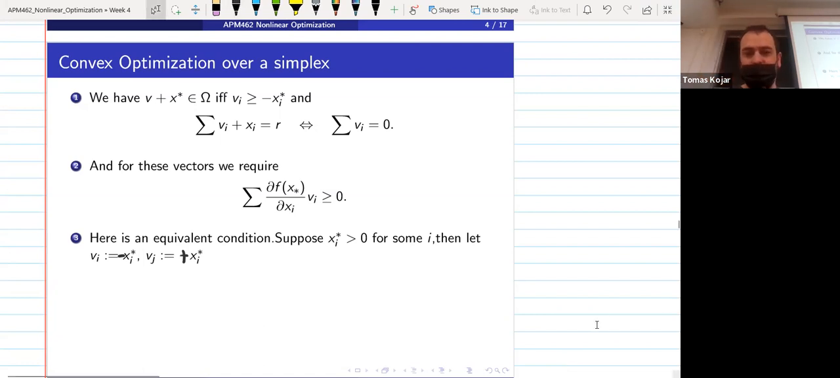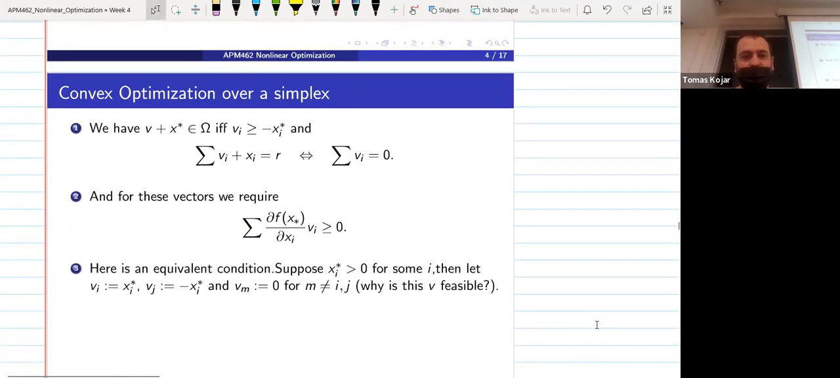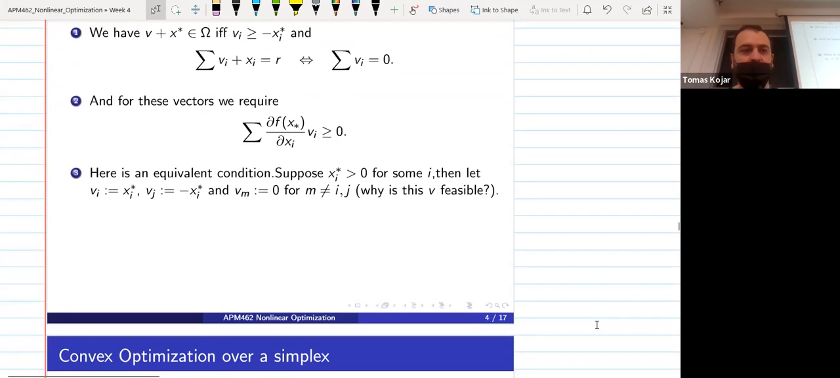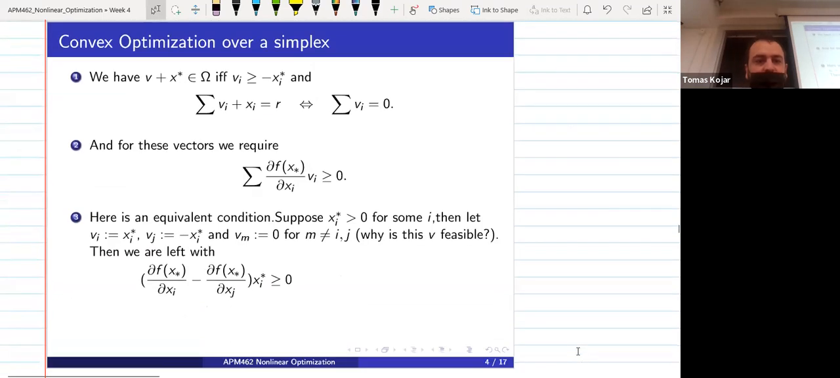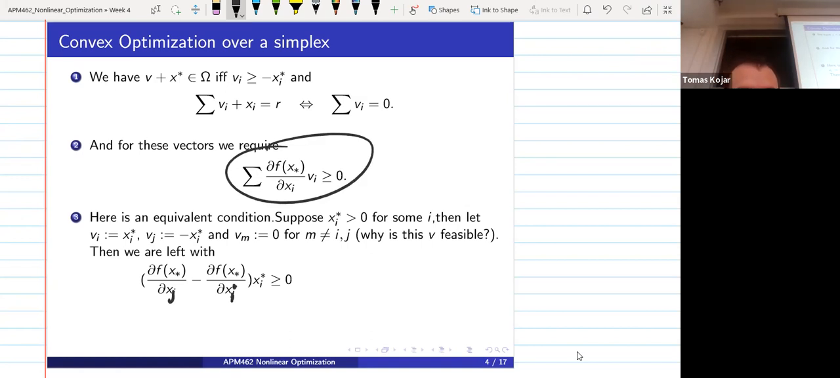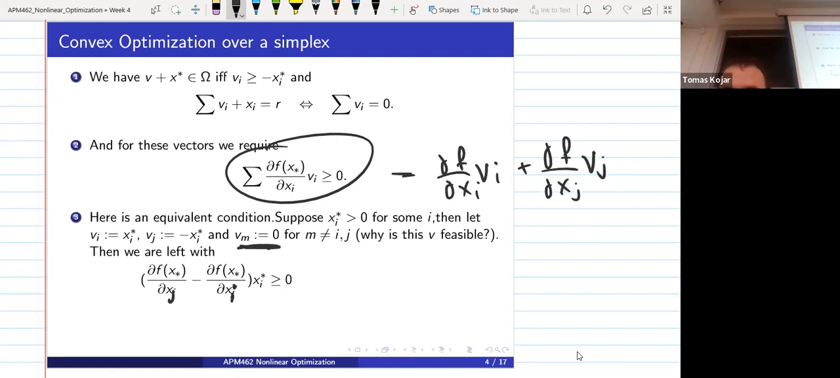All right, so here's what you do. You set this, and then vm equal to 0. I should do the work of how you get this. And this will be xj, xi. Let me justify this from here. All the vm that are not i or j are 0. So you're left with df/dxi vi plus df/dxj vj bigger or equal than 0.